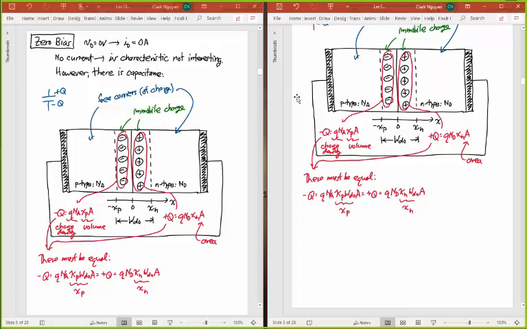Okay. And from this, I can cancel out the Q's, I can cancel out the W's and the A's, and that then gives me an expression for kappa. So kappa P in particular is just going to be N sub D over N sub A in this thing.